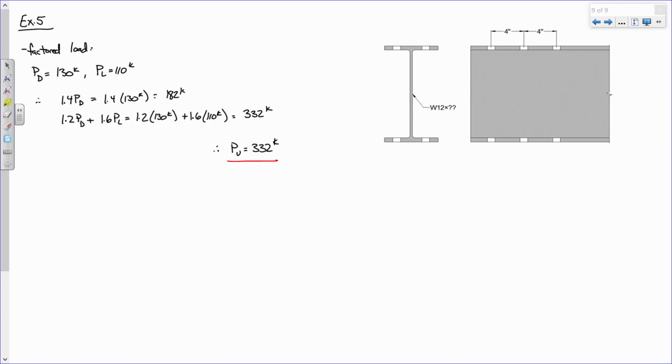Sound good? Okay. Now, we have A992 steel. So if we have A992 steel, what is Fy? What is Fu? And where do we find those values? We find them in Table 2-4 of our AISC 15th Edition Steel Construction Manual that everybody brought.